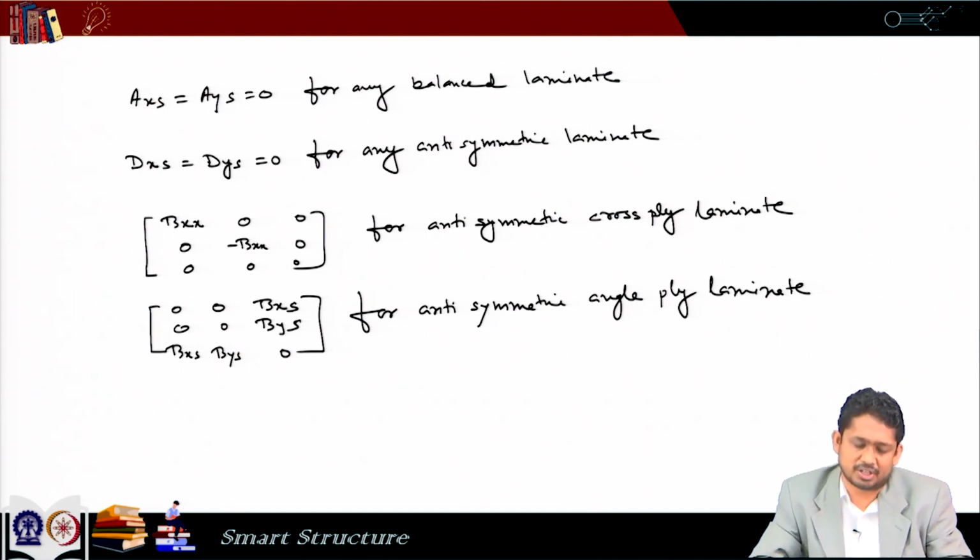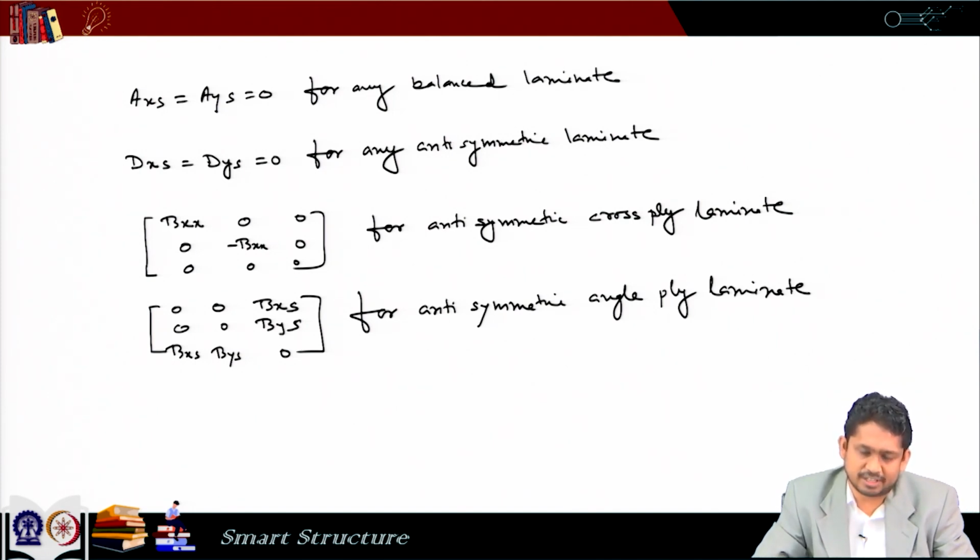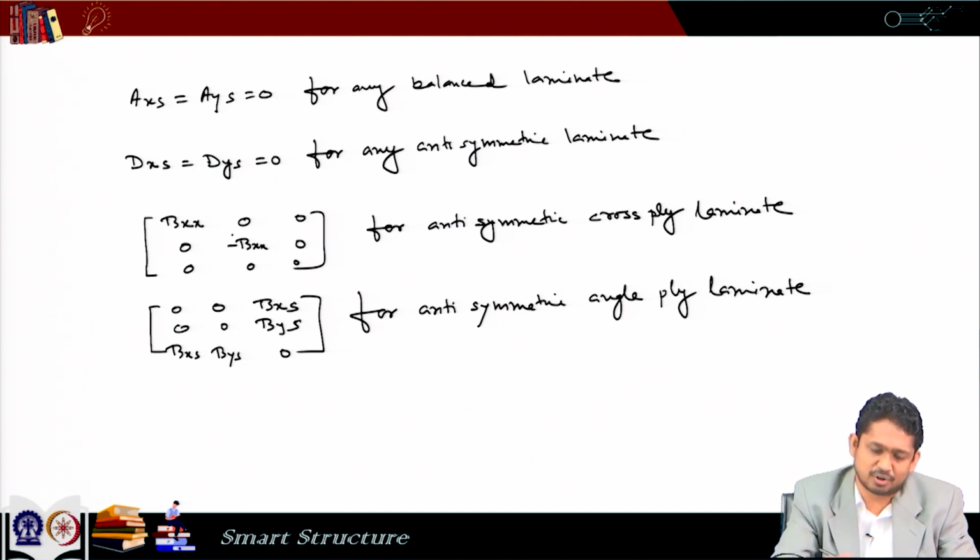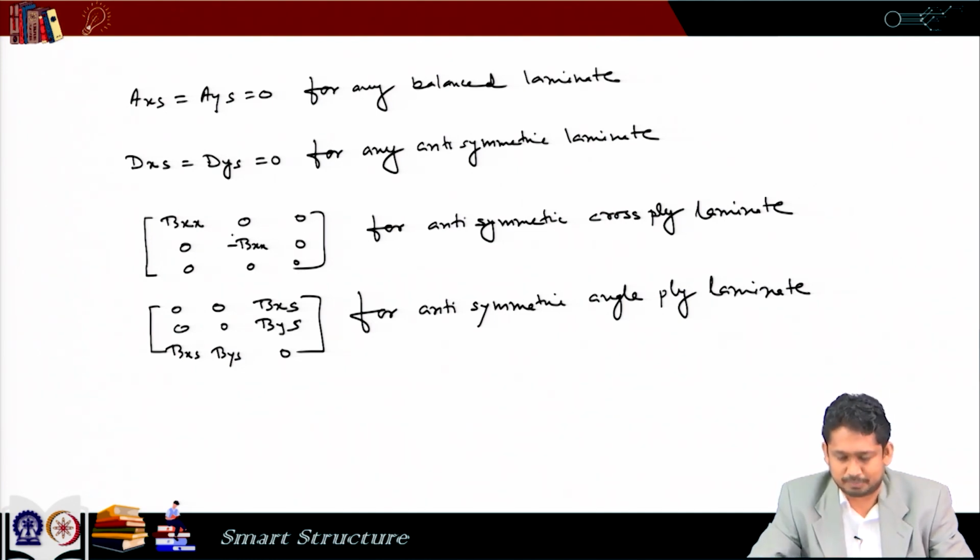We know the transformation relation for each ply for theta, and we know that in a balanced laminate there are thetas and minus thetas. Accordingly, we can look at the transformation, and after looking at the lamination sequence, whether these quantities are 0 or not can be easily shown.